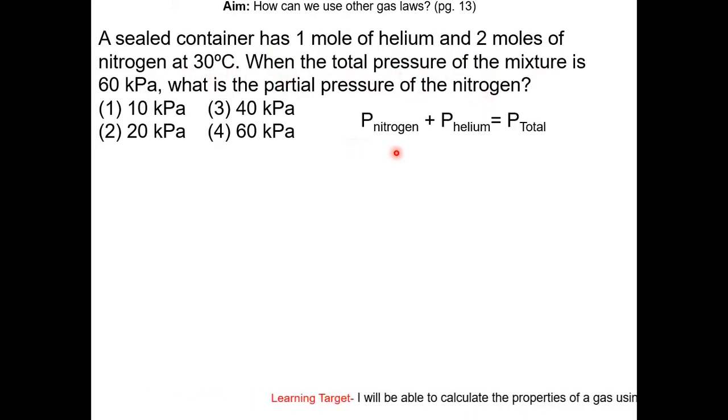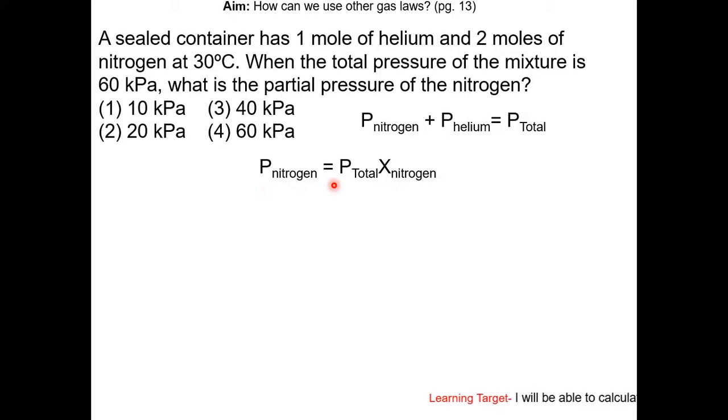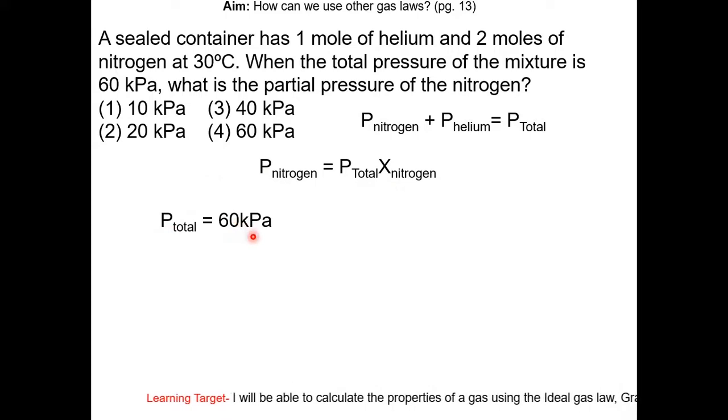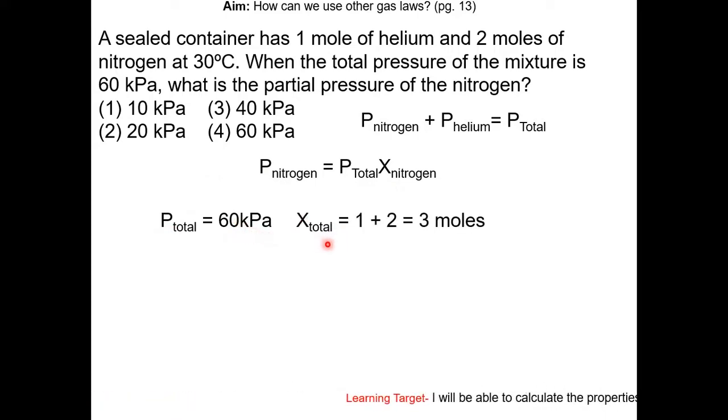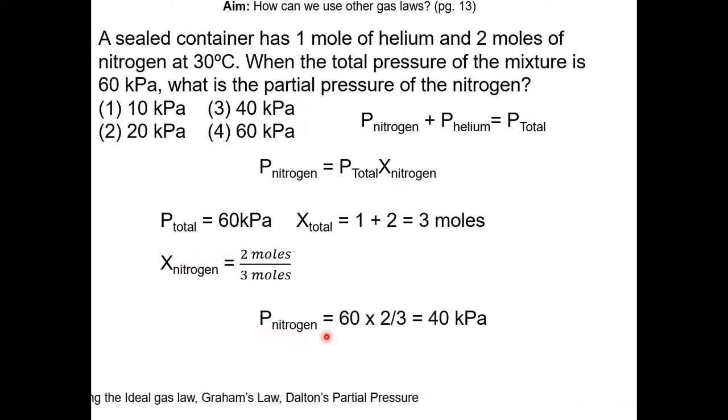We know the partial pressure of nitrogen plus the partial pressure of helium gives us the total pressure of the mixture. However, we do not know the pressure of helium. We do know that the partial pressure of nitrogen is equal to the total pressure times the mole fraction of nitrogen. The total pressure is 60 kilopascal. The total moles will be 1 mole of helium plus 2 moles of nitrogen, which gives us 3 moles altogether for the mixture. The mole fraction of nitrogen will be 2 moles over 3. So the partial pressure of nitrogen is 60 times 2/3, which is 40 kilopascal.